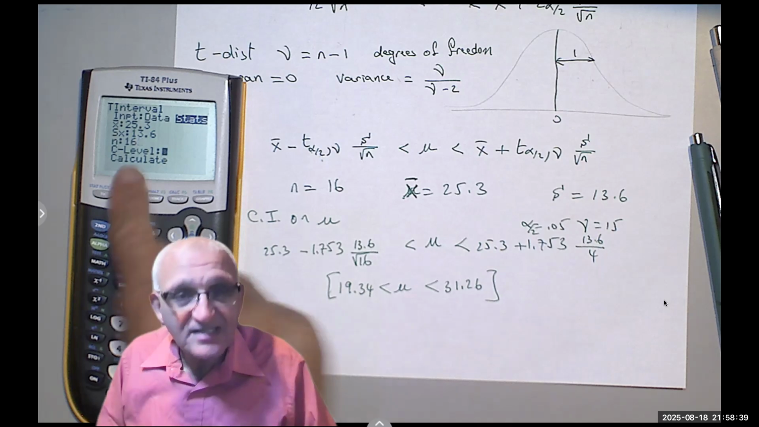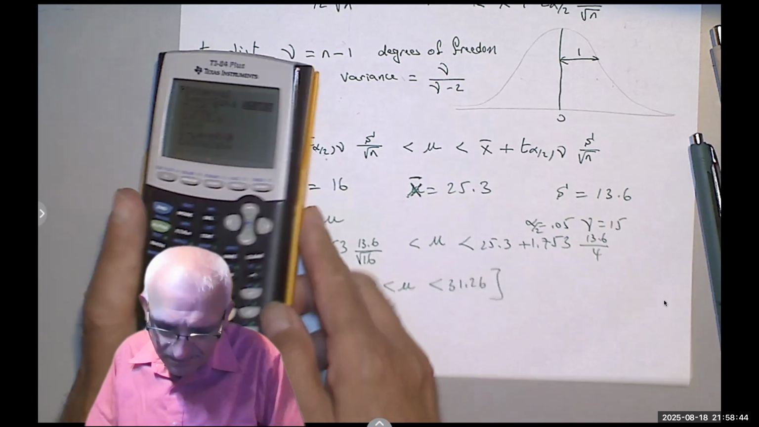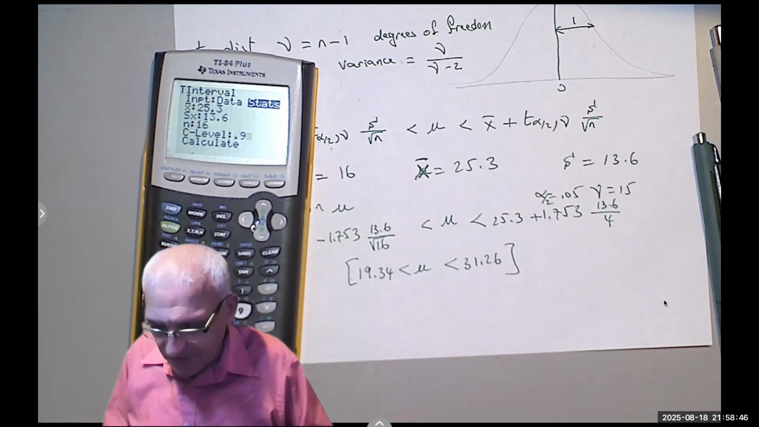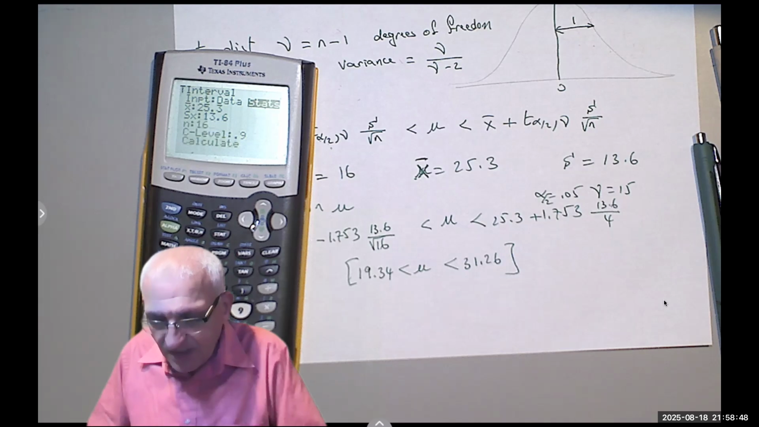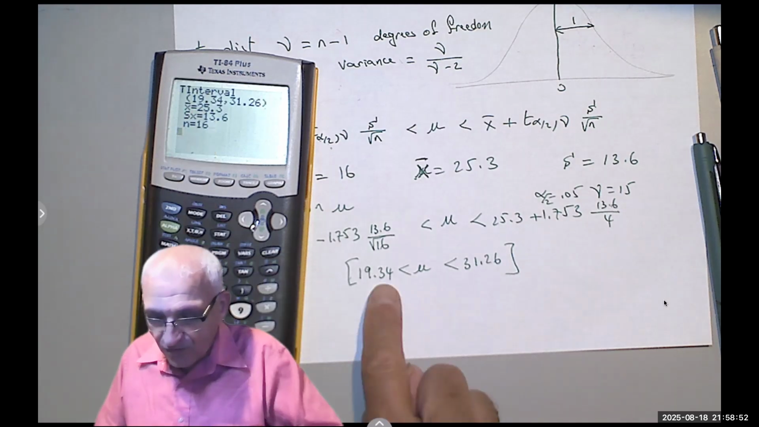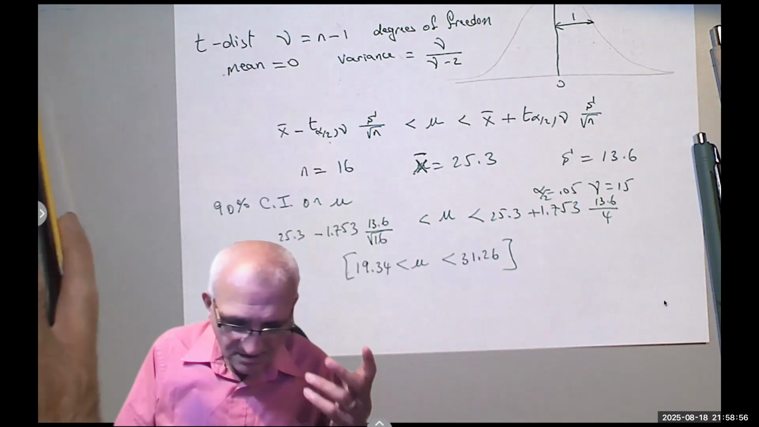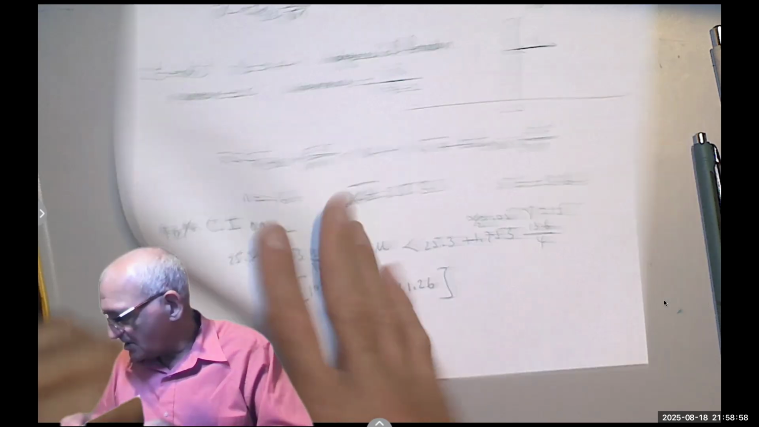It asks you what is the confidence level, meaning a 90%. So you enter 0.9. You don't say 90%. And then go and calculate. And sure enough, you get 19.34 and 31.26, which we already have. It's just I didn't do it for some reason last time, so I'm showing it to you today.